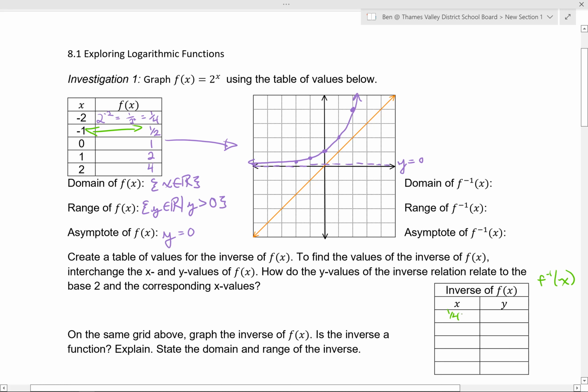So where x equals 1 over 4, y equals -2. Where x equals 1 over 2, y equals -1. Where x equals 1, y equals 0. Nice and easy. We're just interchanging all of these points. Okay, so now we can plot that here. If x equals 1 over 4, y equals -2, we're looking at something like this. If x equals 1 over 2, y equals -1. If x equals 1, y equals 0.